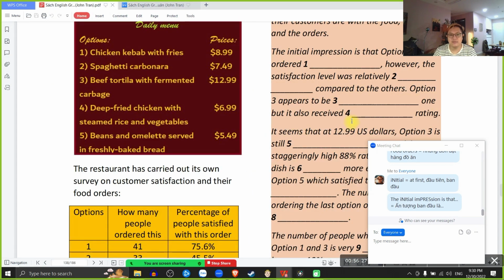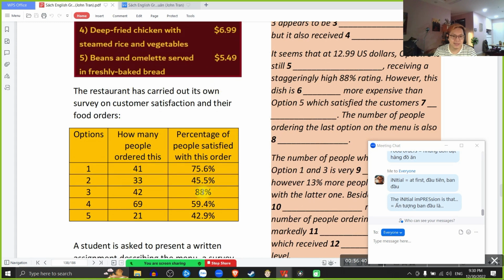But it also received the highest rating. Nhưng mà nó cũng nhận được cái đánh giá cao nhất. Of course, option 3 is the most pricey, the priciest. Nó mắc tiền nhất luôn mà. Nhưng mà nó nhận được cái rating bao nhiêu? Đến 88% là cao nhất luôn. This is the highest rating, of course.